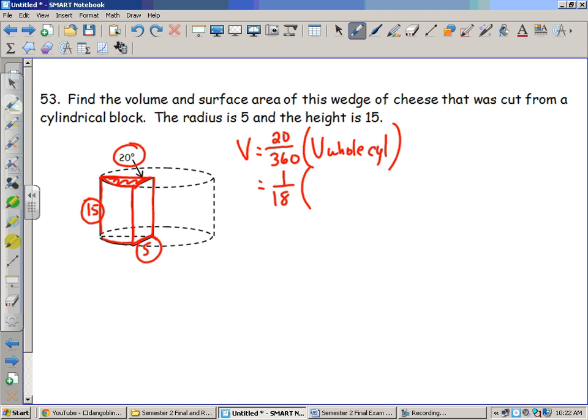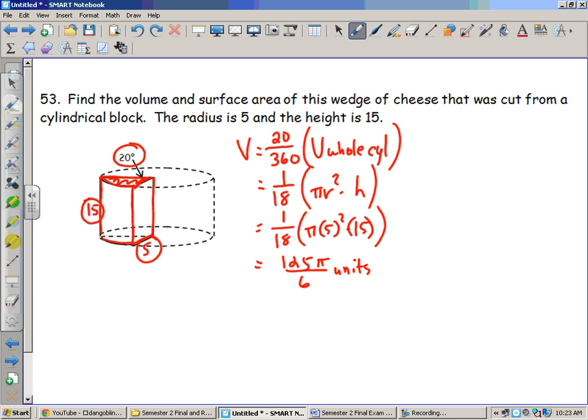So basically what I get is 1/18 the volume of a cylinder, which is pi r squared times the height. So it's 1/18 pi times the radius 5 squared times the height 15. When you multiply all that out, you get 5 squared times 15, which is 25 times 15, divided by 18, or times 1/18. And I should get 125 pi over 6. We're talking about volume, so this is units cubed.